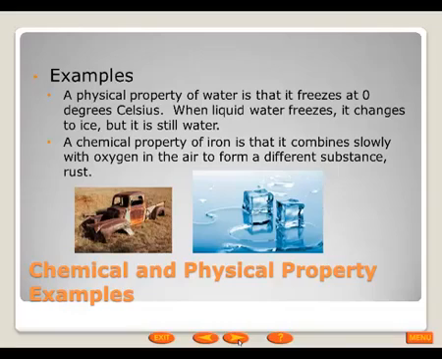Now if we were to take that truck and we were to take the fenders off and maybe grind it down, we would be changing it physically. It would still be iron, it would just be broken down iron into smaller sections.